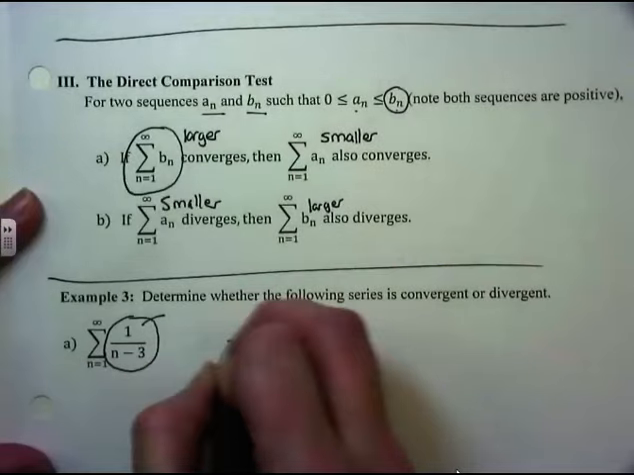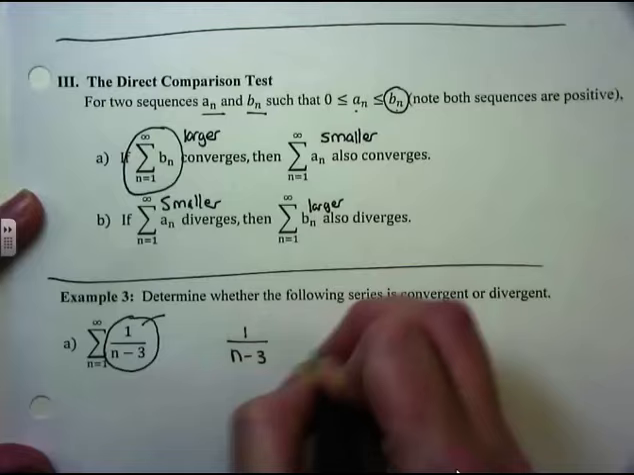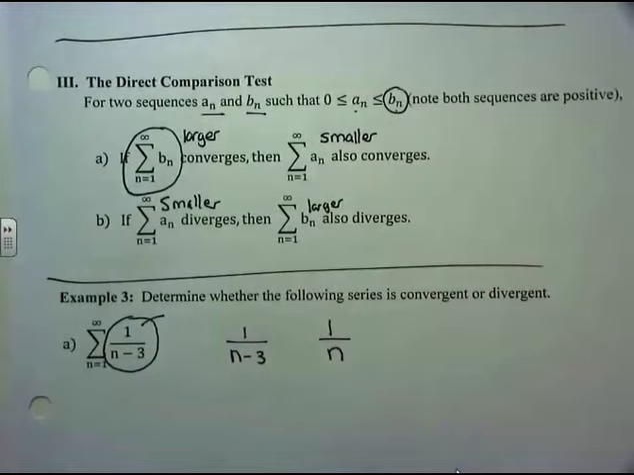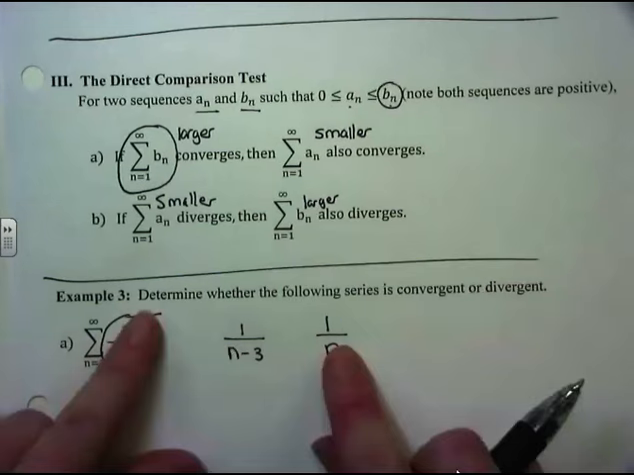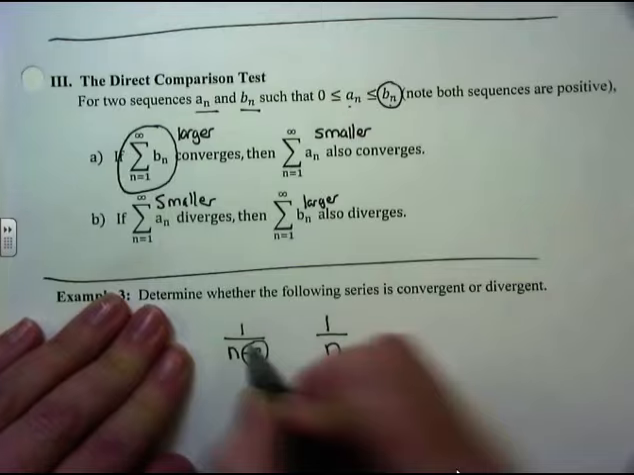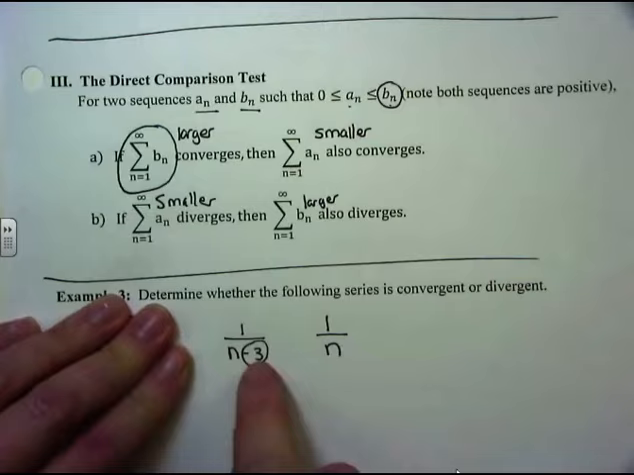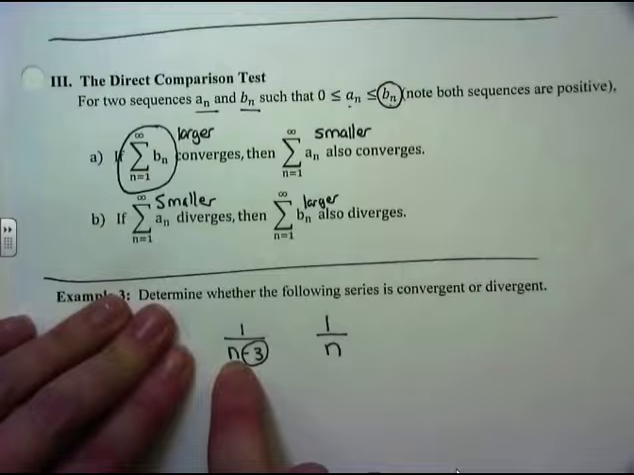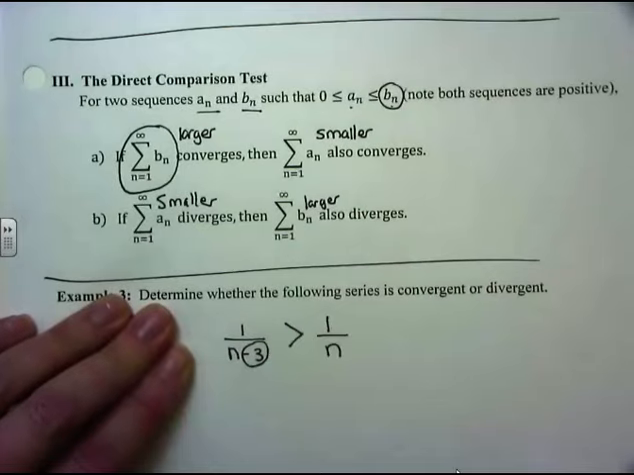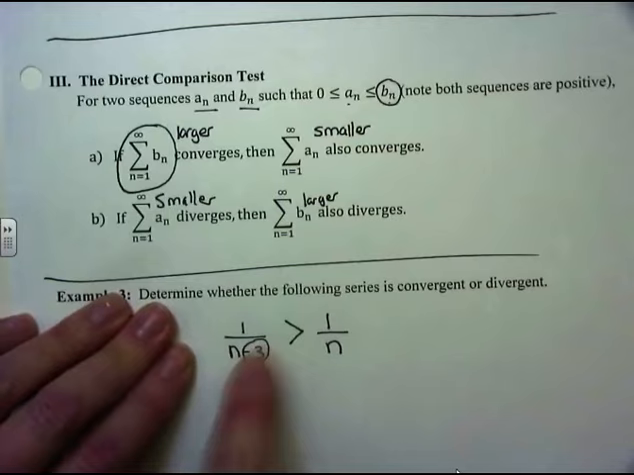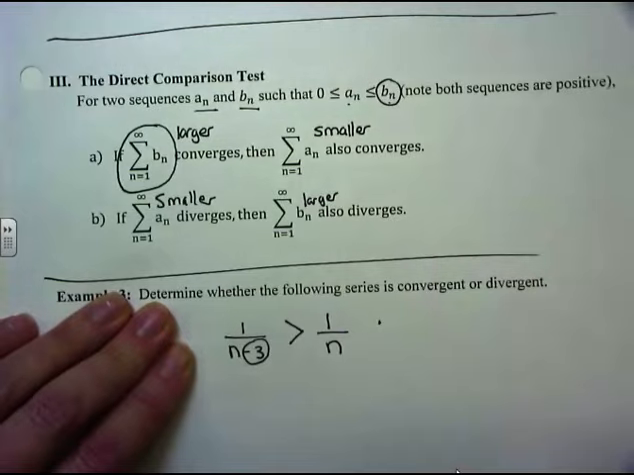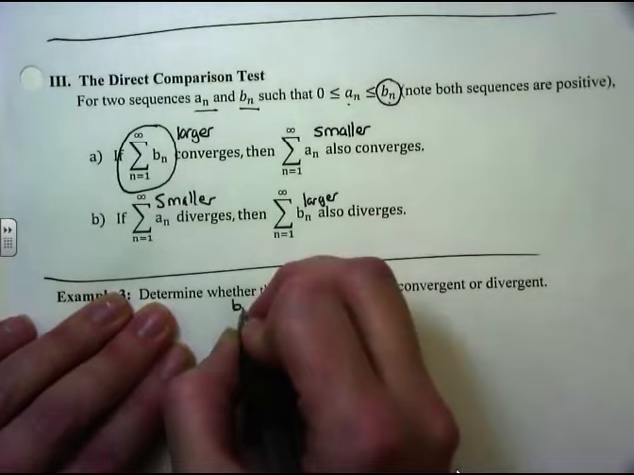so if I want to compare 1 over n minus 3 to something similar, well, it should compare nicely to 1 over n. If I'm comparing these sequences, notice the only difference here is in the denominator of the first one, I have subtracted 3. So I made the denominator smaller, meaning I made the fraction as a whole larger. My sequence is greater than a sequence that I know the series diverges. So this is the larger one.